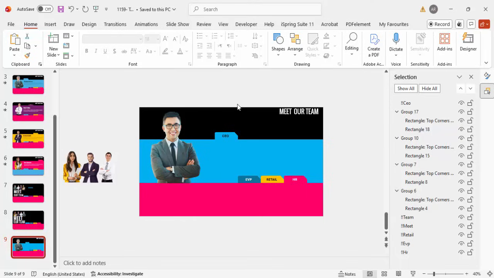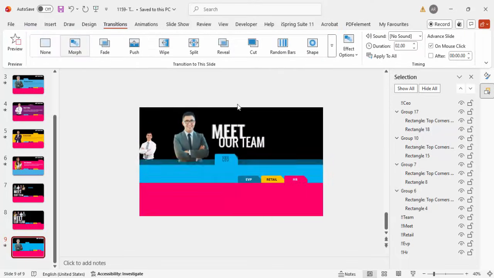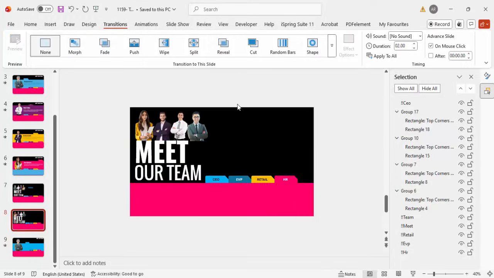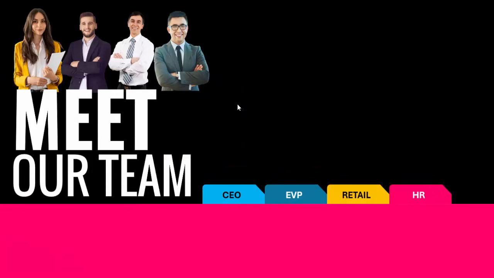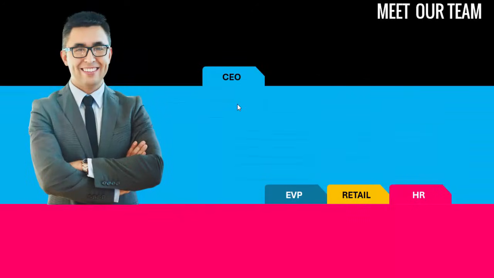Now for this particular slide, the second slide, go to the transition and select the morph transition and then set the duration to 1 second. Let me just show you how it works. So this is my very first slide. When I click, it goes something like this. You can see here.